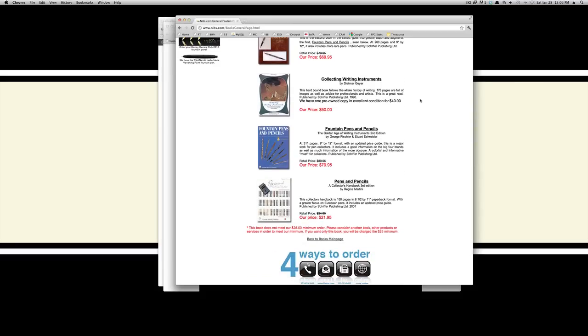But sometimes it's your only option. If you can't find it online and you can't find it in books, it's very difficult to find information. You have to go to people who have collections that feature the pens you're looking at and hope that they'll share information with you, which of course they will, because we're all fountain pen people anyway. The book I'm using today is Fountain Pens and Pencils: The Golden Age of Writing Instruments, second edition.